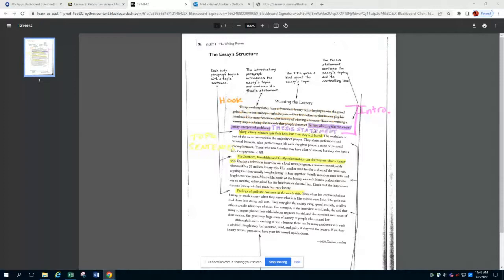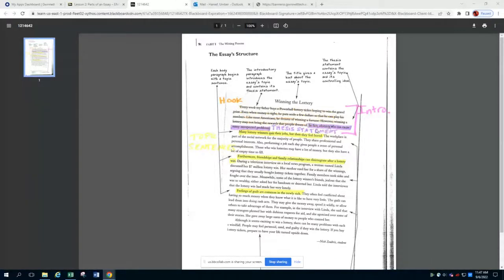Let's take a look at this again. A lottery win can cause many unexpected problems. That's what the entire body is about. And then every topic sentence mentions one of those problems. I'm going to say that again, and then I'm going to stay quiet for a few seconds so that you guys can digest that and see if you have any questions.